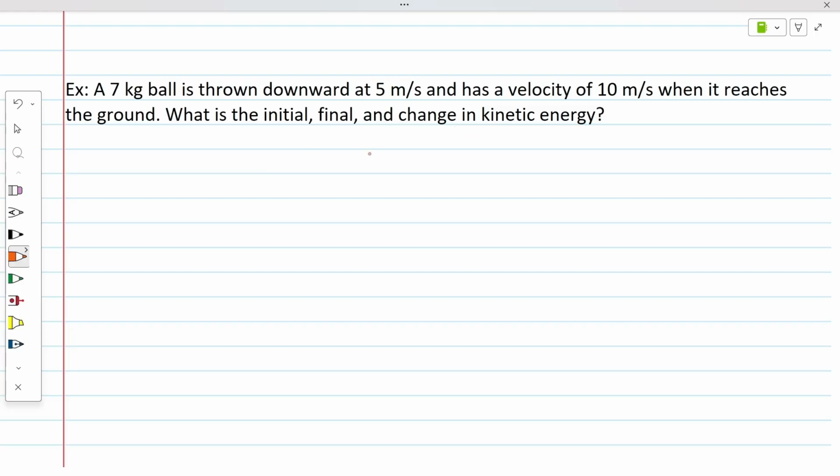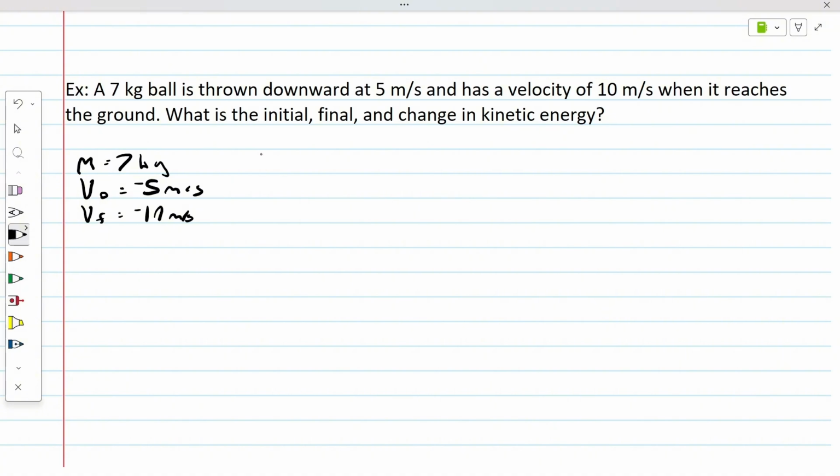So let's list out what we have here. We have the mass of the ball, which is 7 kilograms. We have the initial velocity, which is 5 meters per second. And this is downwards, but you'll see this negative sign won't matter when you plug it into the equation. And the final velocity is 10 meters per second, which is also downwards because the ball is falling downwards.